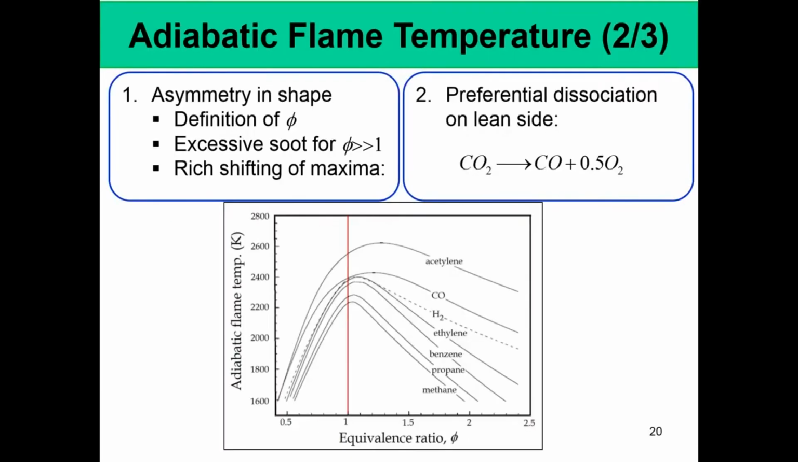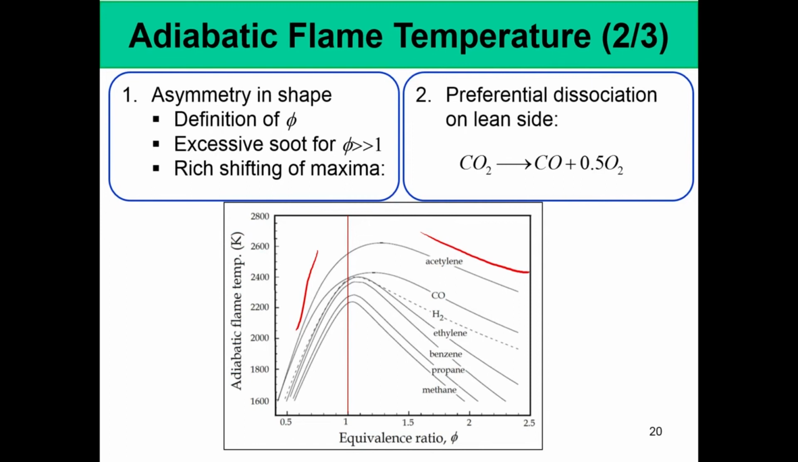Now, finally, you see that there is an asymmetry in shape also. In the adiabatic flame temperature curve, this side is much smoother, whereas this side is much steeper, right. Now, that has to do with the definition of equivalence ratio, and if you define the normalized equivalence ratio, you will find that this is reasonably more symmetric.